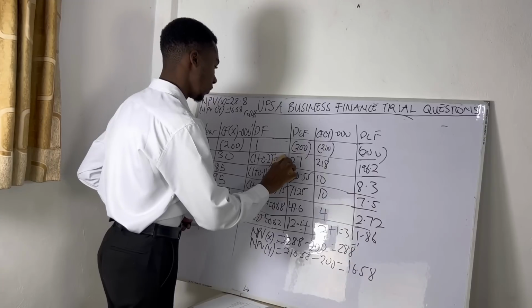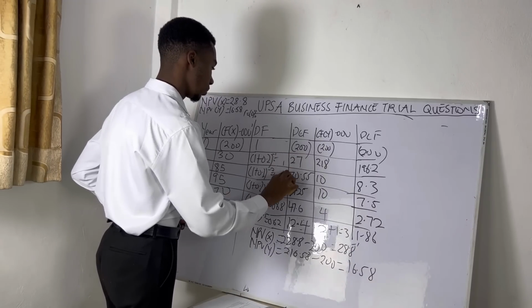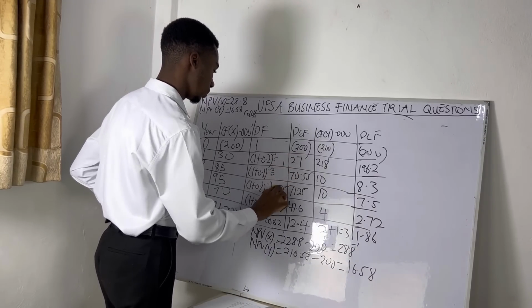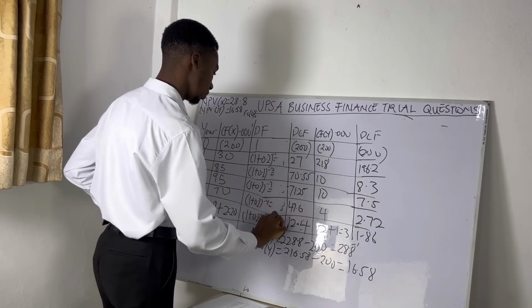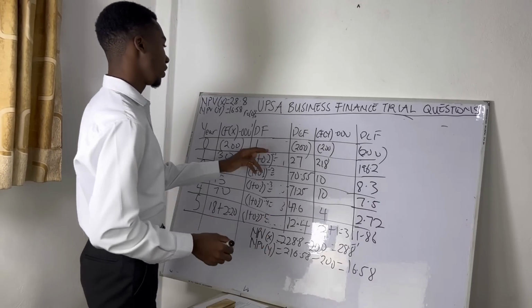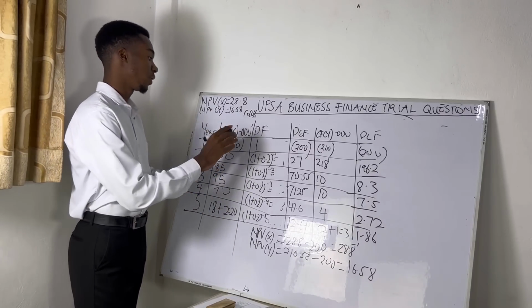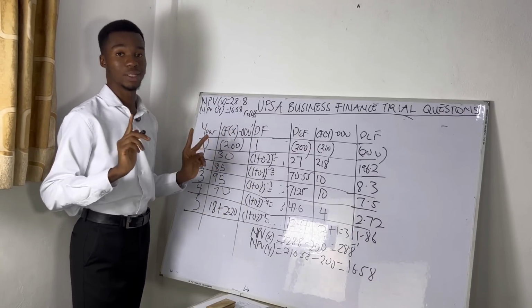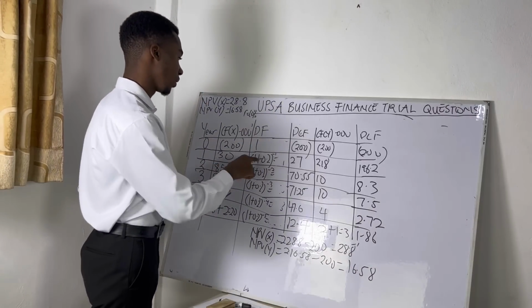Then the values are going to be different. So the discount factor is still going to remain 1. Even if you're using 30%, 100%, whatever, the discount factor for year 0 is going to be 1. So that one doesn't change. Now let's find our new discount factor using 20%.